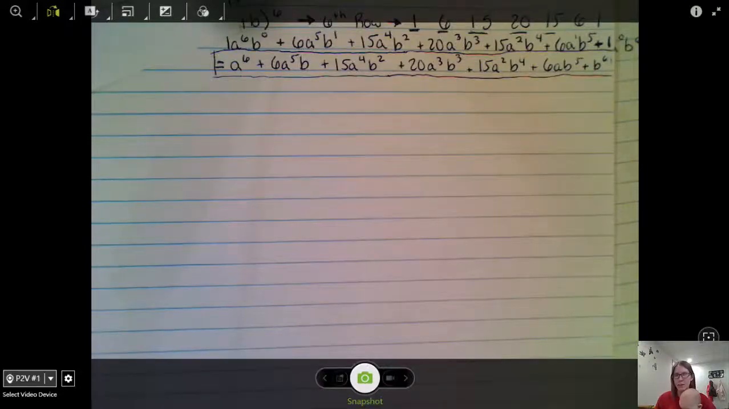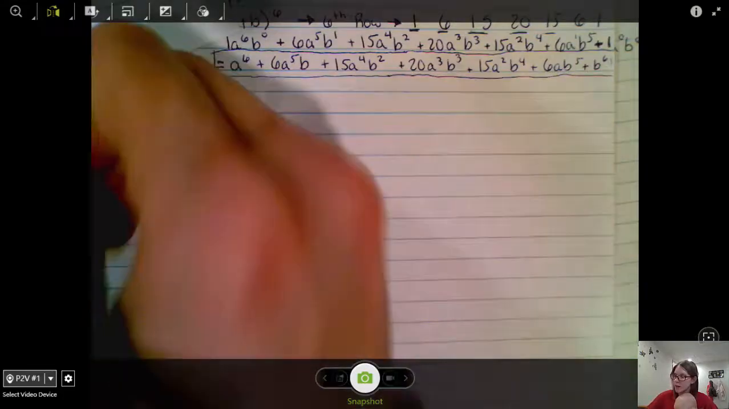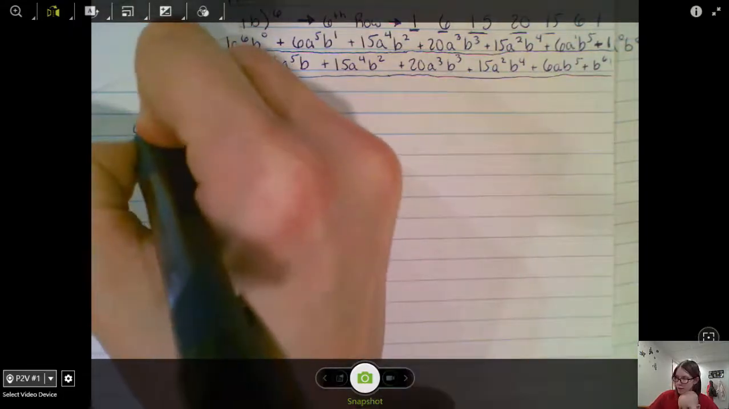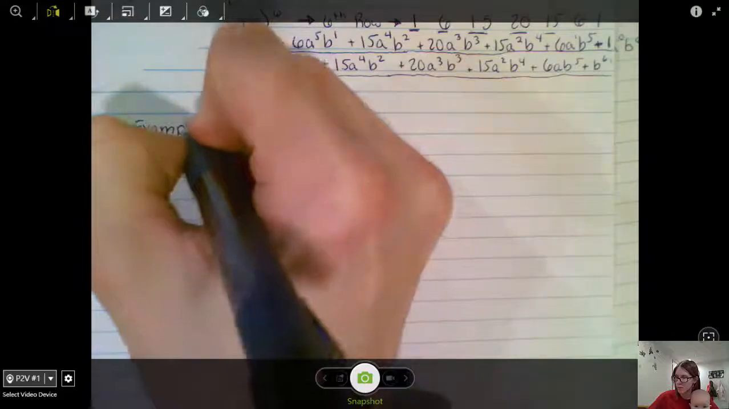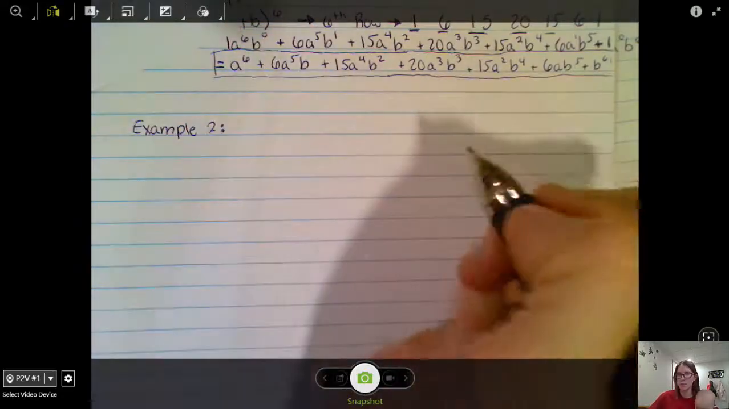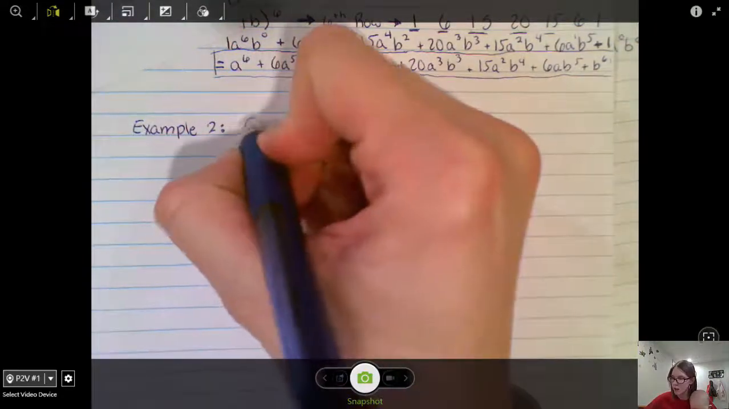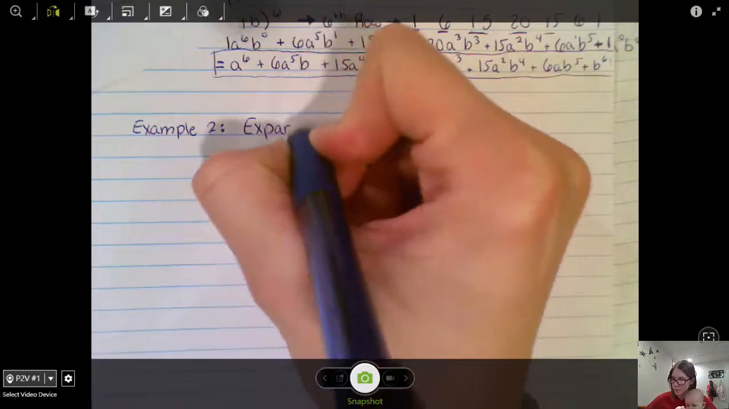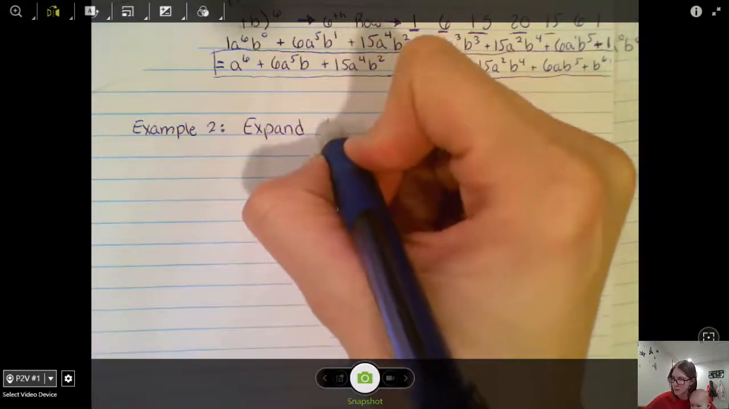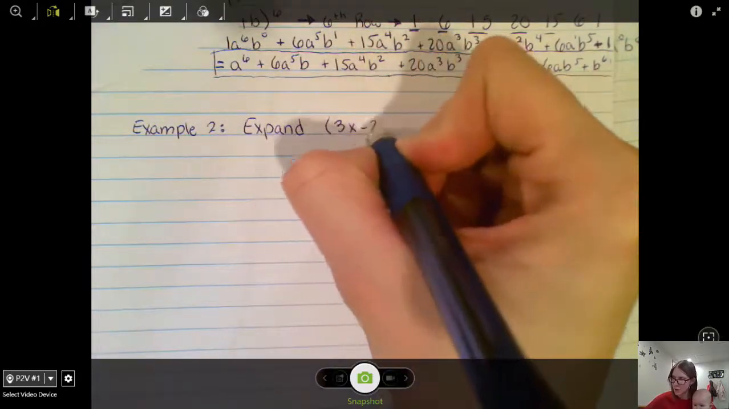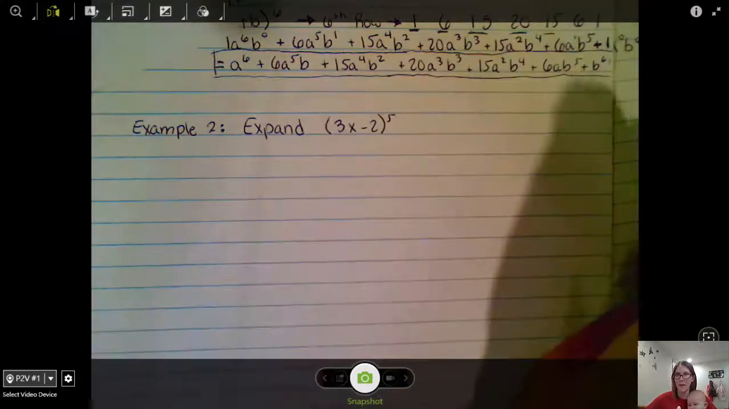Okay, we're going to do another example of our binomial theorem right now. And this one is a little bit different because instead of just having variables, we're going to have some numbers in there too to work with. So example 2 here. We are going to expand 3x minus 2 to the 5th power.